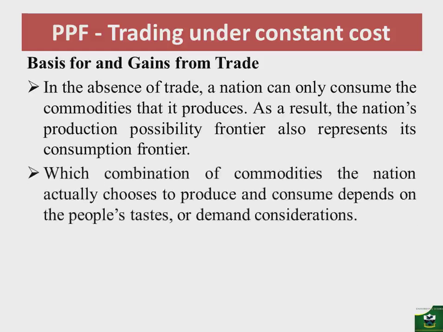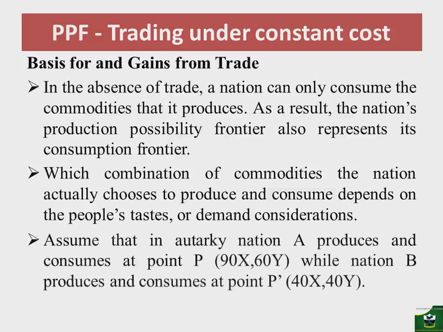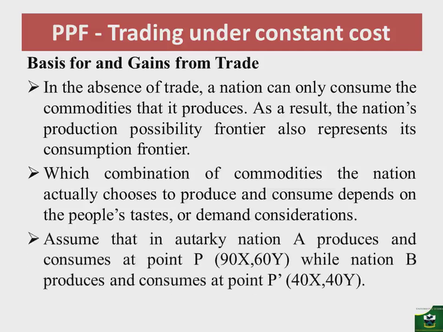So which combination of the commodities the nation actually chooses to produce or consume will depend on people's tastes, and secondly, the considerations of demand. So if tastes are equal, then we will see the implication in people's behavior and how the production possibility curves will be tilting to identify the consumption point. Okay, so now we begin our analysis.